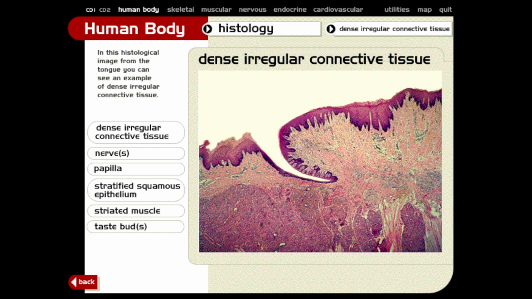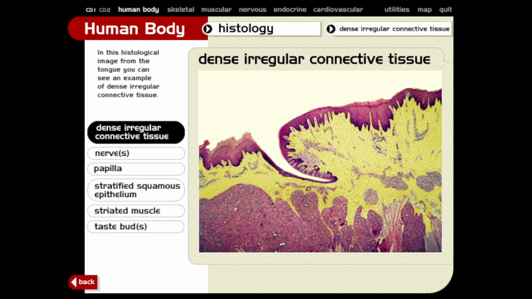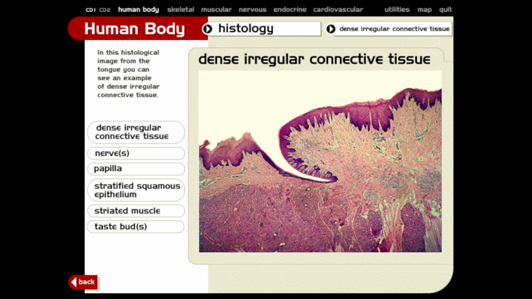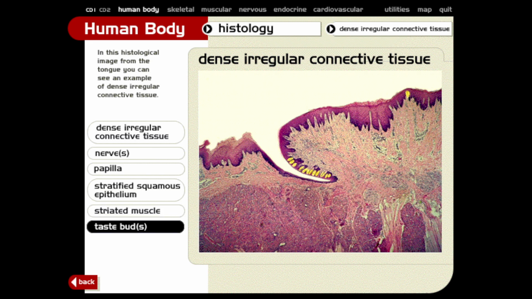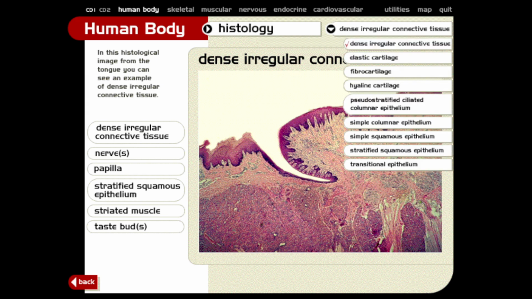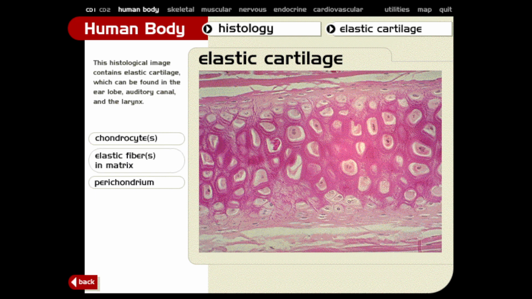In this histological image from the tongue, you can see an example of dense, irregular connective tissue. This histological image contains elastic cartilage, which can be found in the earlobe, auditory canal, and the larynx.